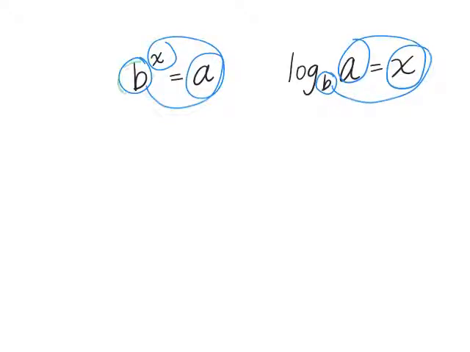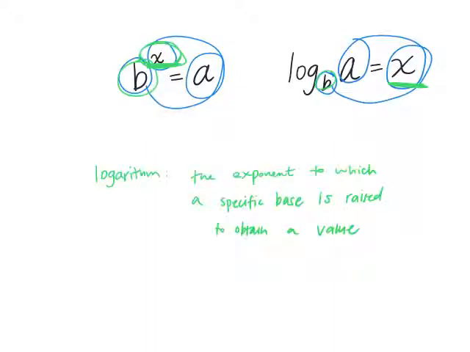Notice both the bases are the same. It's base b. What's different is that the exponent here is the answer to the logarithm. So a logarithm can be thought of as follows. It's the exponent to which a specific base is raised to obtain a value. So the exponent is the logarithm, or the answer to a logarithm. The x is the exponent.